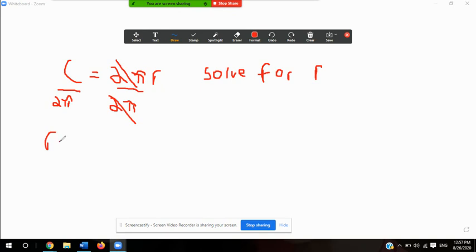And now I have r equals C divided by 2 times pi, or 2 pi.